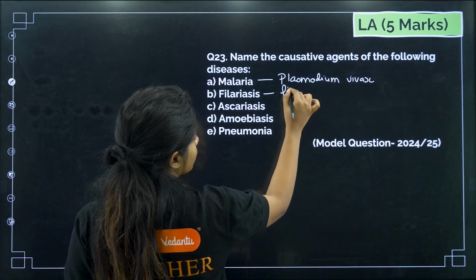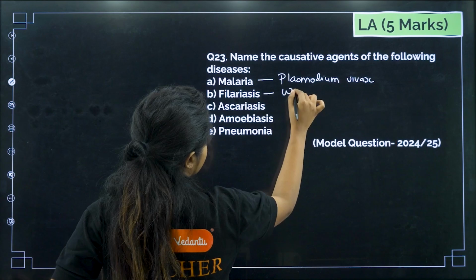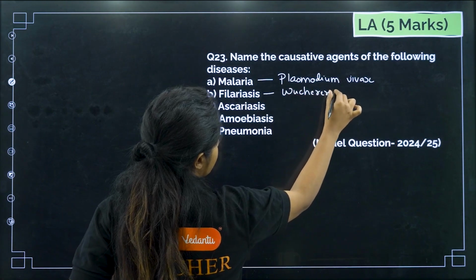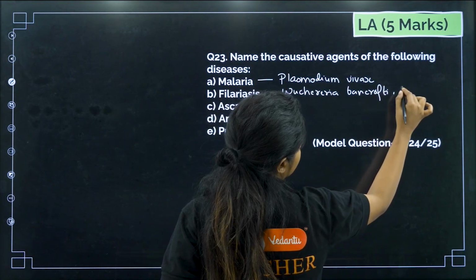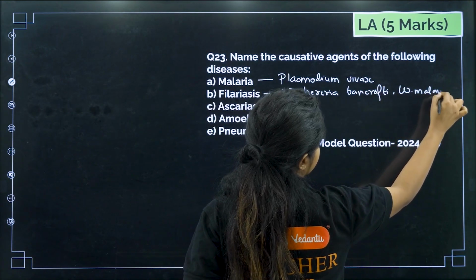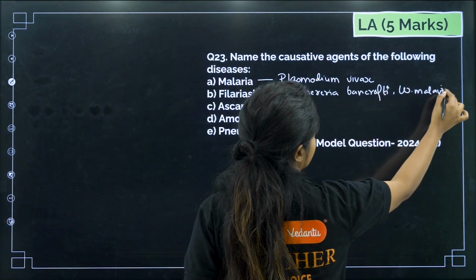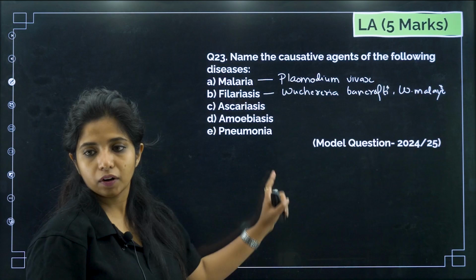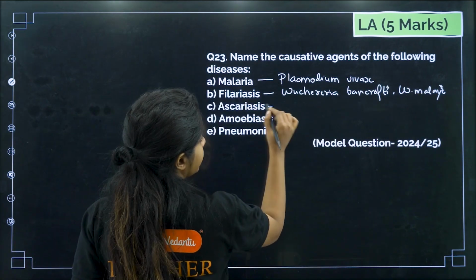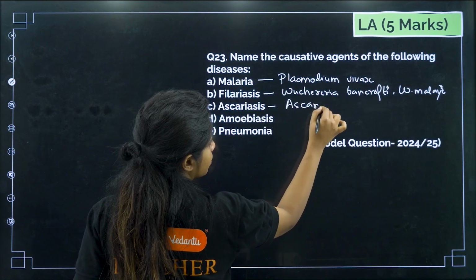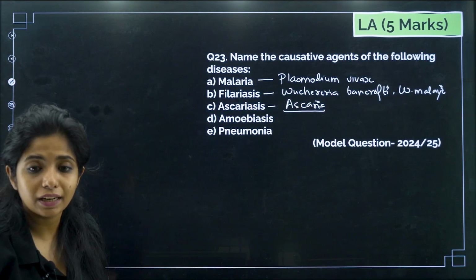Filariasis is caused by Wuchereria bancrofti, or you can say Wuchereria malayi. So Wuchereria got bankrupt, you can remember like that: Wuchereria bancrofti and Wuchereria malayi. Next, ascariasis is caused by Ascaris. It is caused by Ascaris, which is a worm over here. Wuchereria bancrofti is also known as filarial worm.